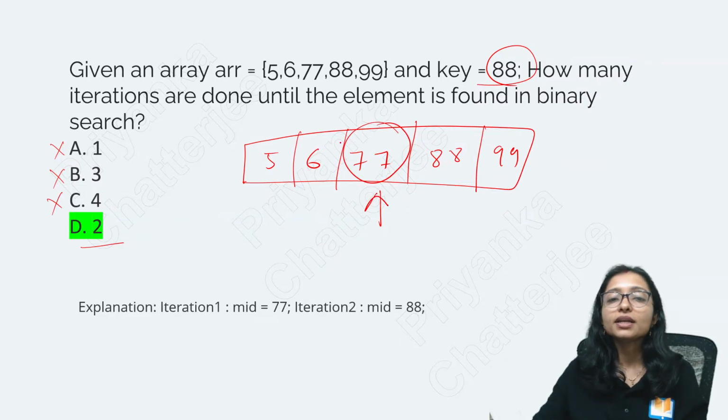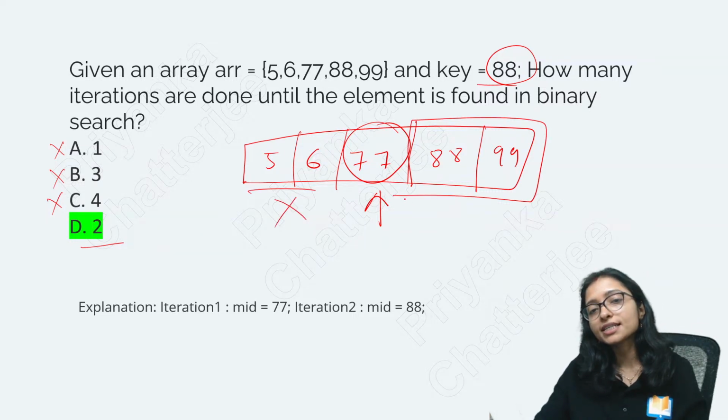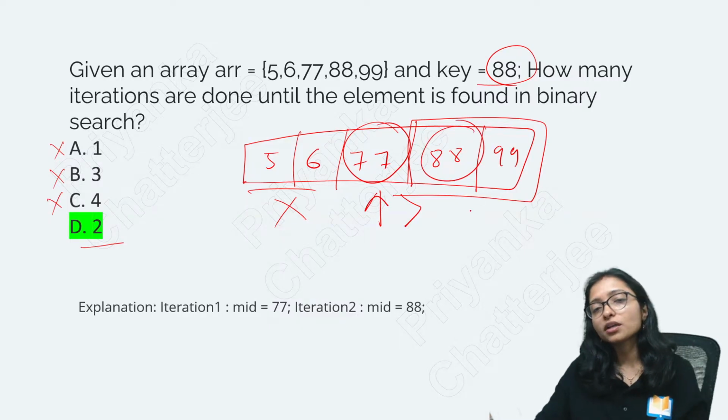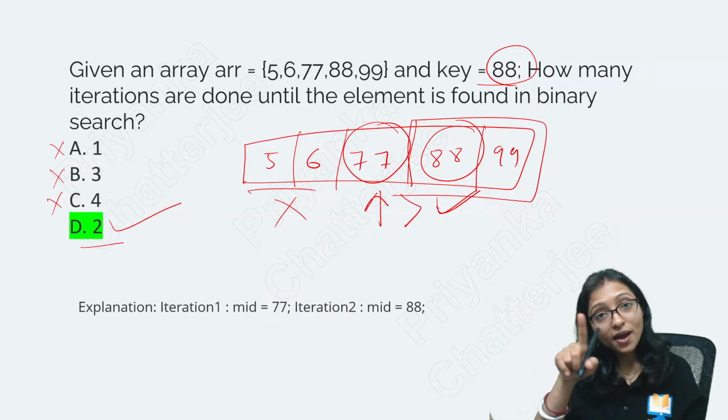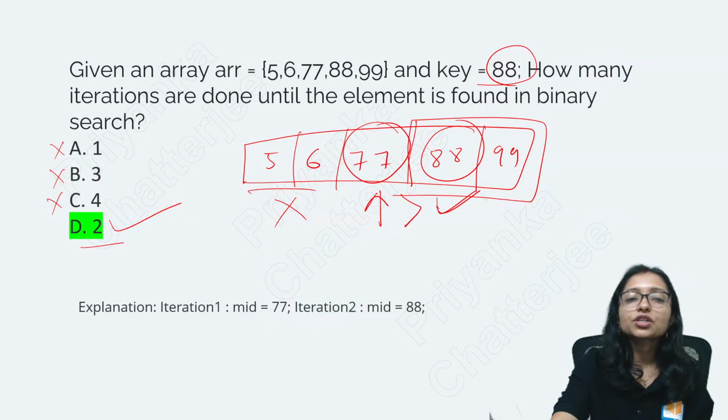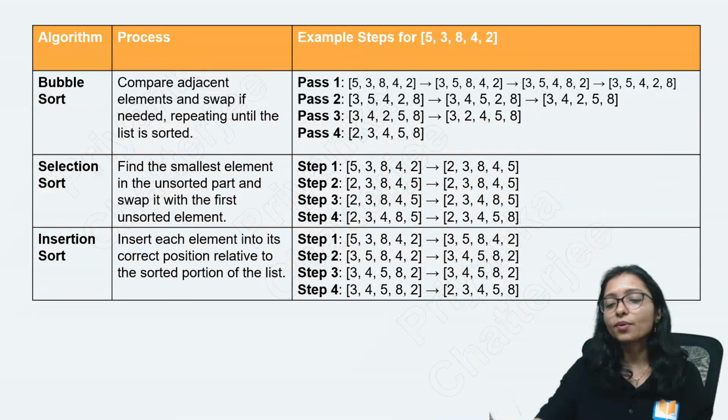After that, I will eliminate this part. I will go with this position because 88 is greater. Then my next mid element will be this one. So I will get it. So ultimately, 2 iterations are required. That's why an algorithm is required for this type of question, right?